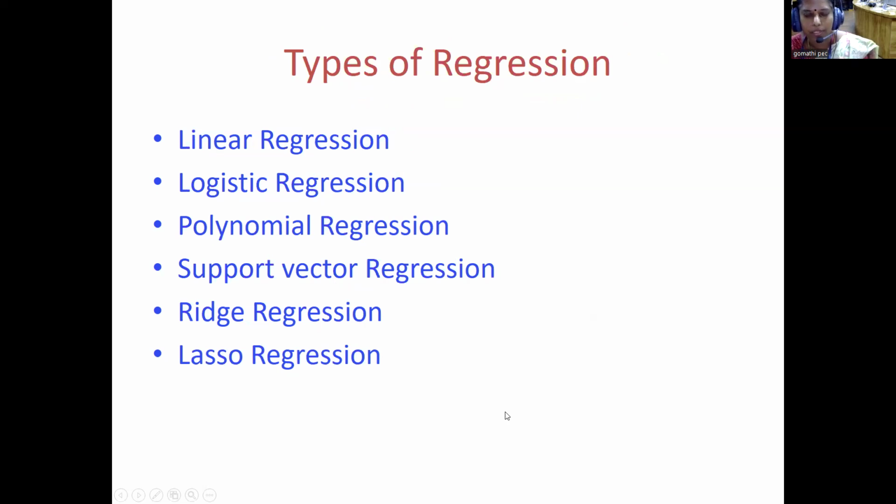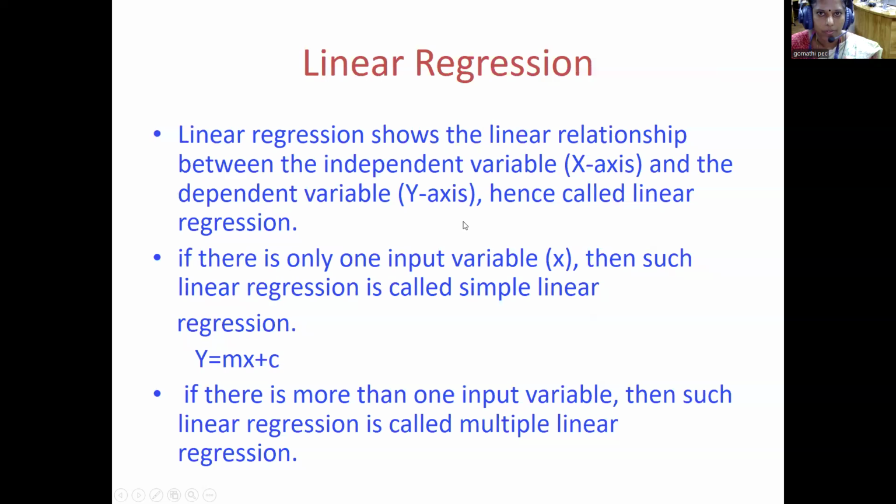So these are all the terminologies used in regression. Next one is types of regression. Regression can be classified into many types: linear regression, logistic regression, polynomial regression, then support vector regression, ridge regression, then lasso regression. The first one is linear regression. What is linear regression? It shows the linear relationship between the independent variable and the dependent variable, between the x-axis and the y-axis. The y-axis shows the dependent variable and the x-axis shows the independent variable.